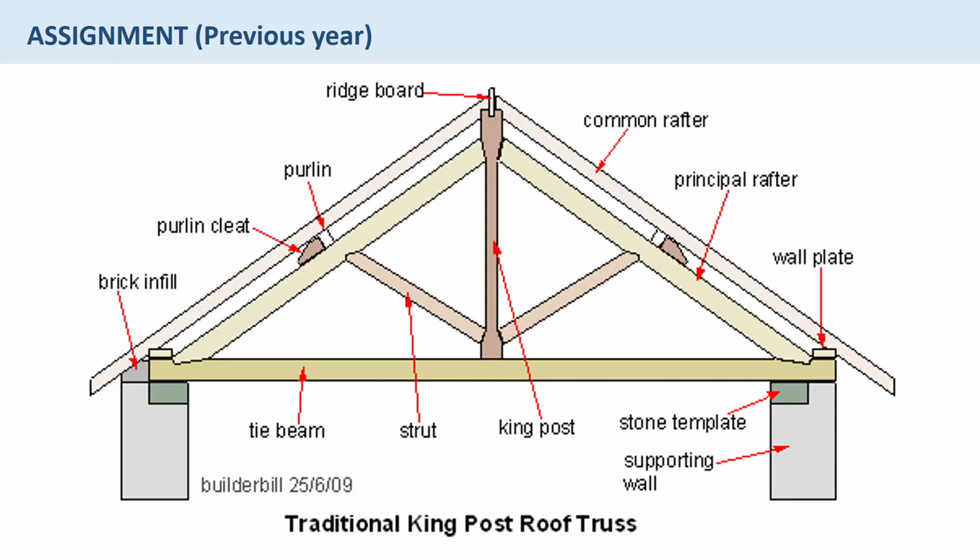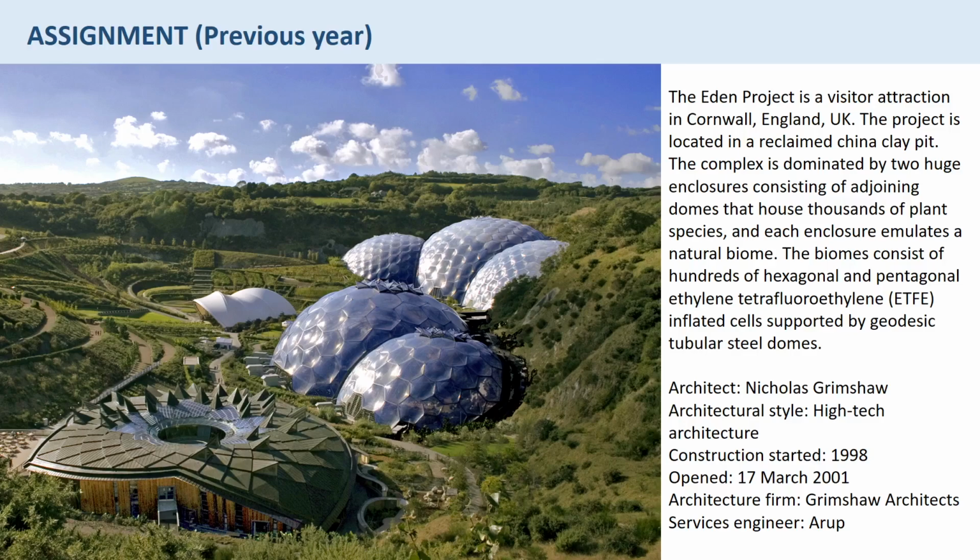Question number 12. Eden project in UK is an example of folded plate structure, pneumatic structure, space frame, diagrid structure. So this is what the Eden project in UK looks like. It is a visitor attraction in Cornwall, England, UK. It is located in a reclaimed china clay pit. It is dominated by two huge enclosures consisting of adjoining domes that house thousands of plant species. And each enclosure emulates a natural biome. The biomes consist of hundreds of hexagonal and pentagonal ETFE inflated cells supported by geodesic tubular steel domes.